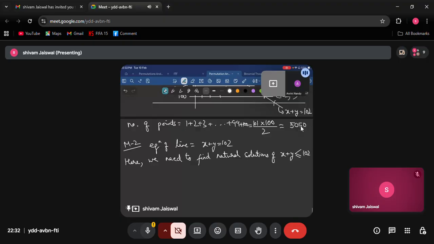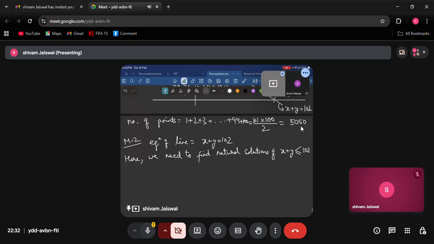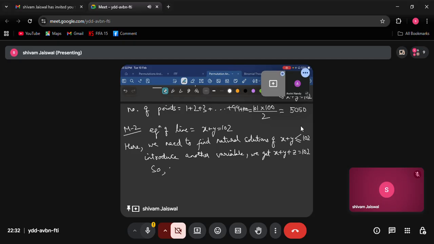Okay. So again, using the previous method, we introduce a fake variable, another variable. We get x plus y plus z equal to 102. So the number of points will be equal to 102 minus 1, C2 minus 1, C3 minus 1, which is 101 C2, which is 5050.